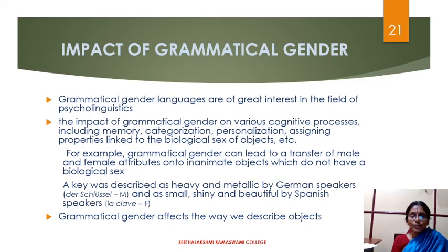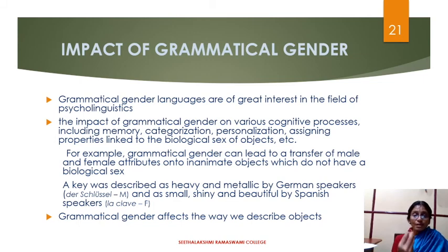In German, the word for key is masculine in gender, and so when they view a key, they assign the property of being heavy and metallic to it. But in Spanish, the same word for key is feminine. So when they view a key, they focus on the attributes of being shiny and beautiful.